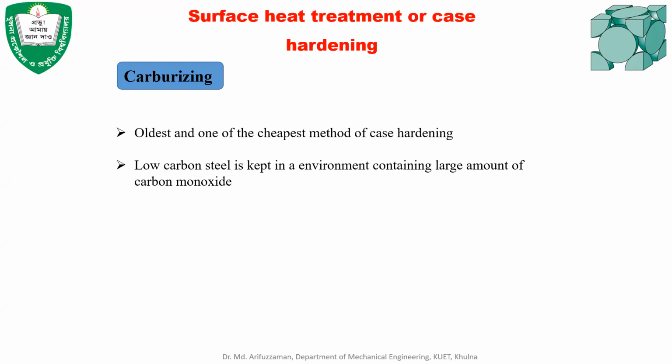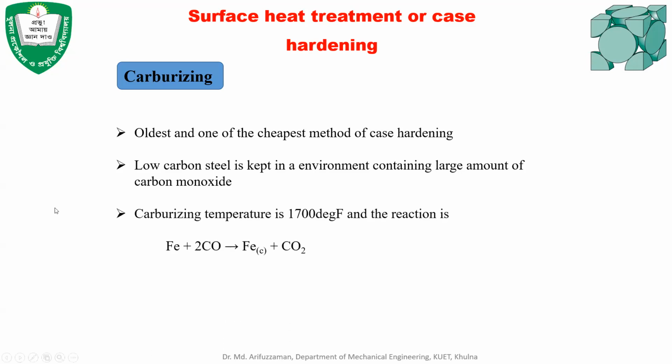What happens in this case is that the low carbon steels are kept in an environment containing a large amount of carbon monoxide. That means the steel is exposed to a carbon monoxide environment, where depending on the carburizing temperature, for example, 1700 degrees Fahrenheit, it is not constant. Many different temperatures can be used, and it will take different time for different temperatures.